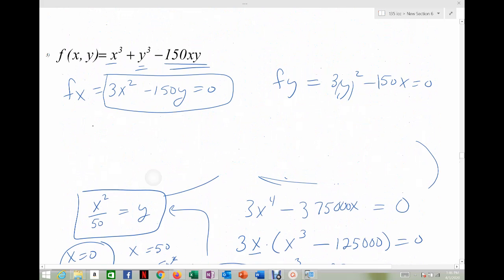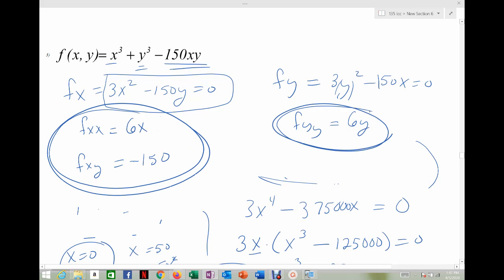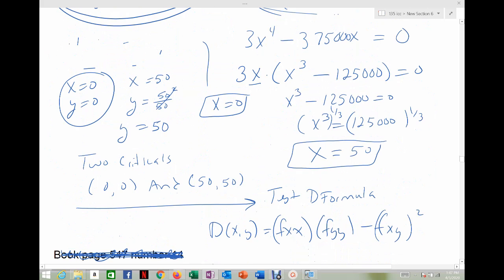Alright, so second derivative with respect to x, my mixed derivative, and then my second derivative with respect to y. My second derivative with respect to x is going to come out 6x, second derivative with respect to y, 6y, and then my mixed derivative is negative 150. Alright, so there are my second derivatives. I'm going to plug into my D formula: 6x, 6y, and negative 150.